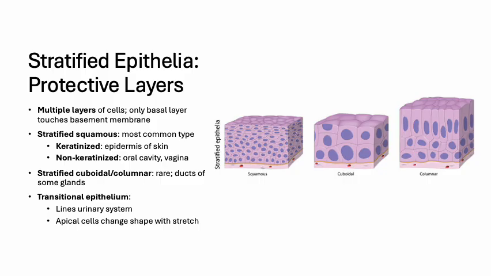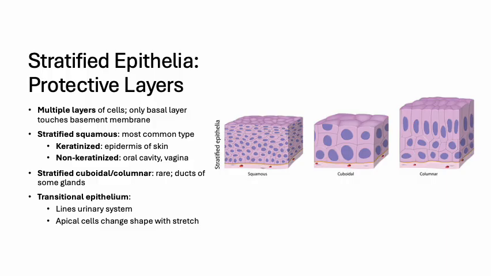Stratified epithelia consist of multiple layers of cells, with only the deepest layer attached to the basement membrane. This layered structure makes them especially well suited for protection in areas exposed to friction and stress. The most common type is stratified squamous epithelium.